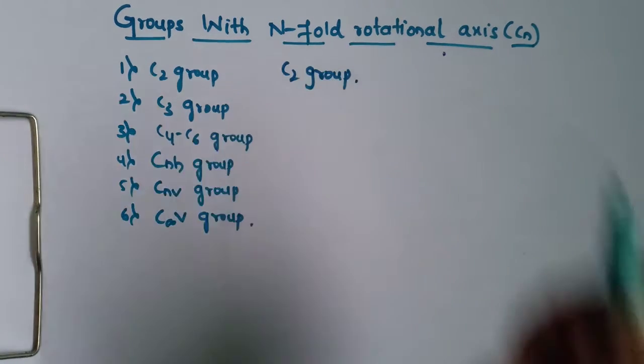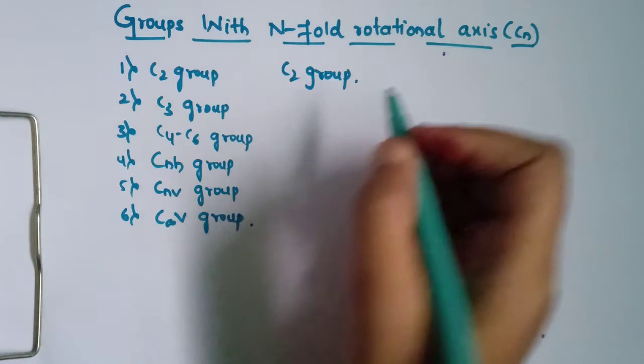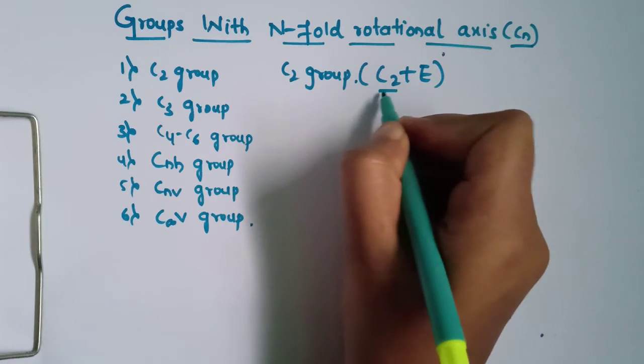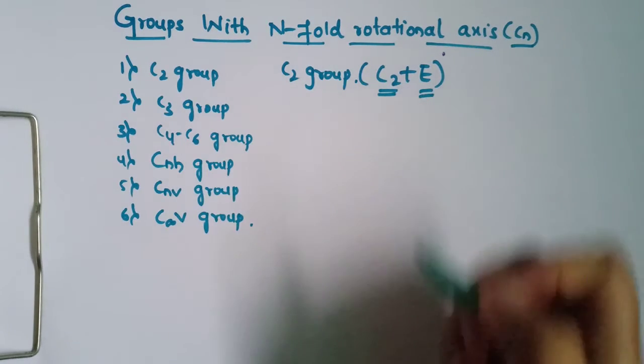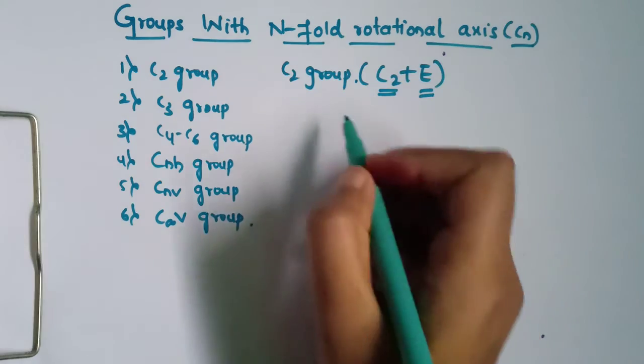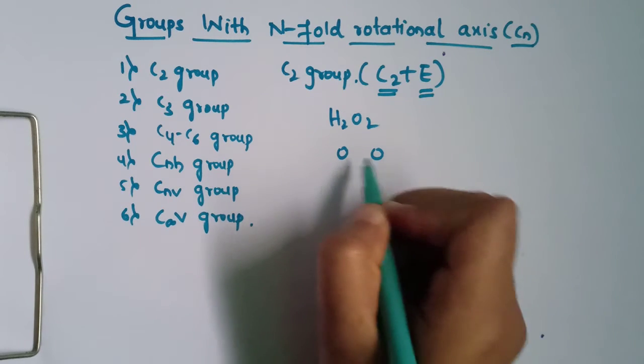C2 group. Here what does C2 group mean? This Cn group has n-fold rotational axis of symmetry besides the identity element. Here this C2 has two-fold rotational axis of symmetry. So it is C2 point group. Now this C2 consists of C2 and E, that is two-fold rotational axis of symmetry plus identity. Identity is common for every molecule. Example is H2O2, let's write the structure here.